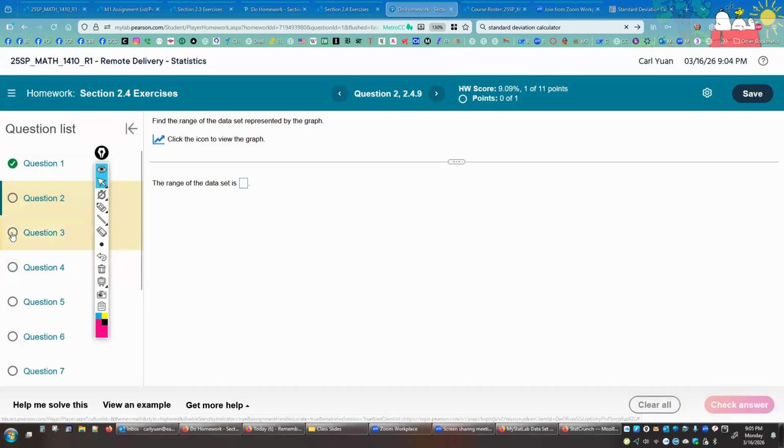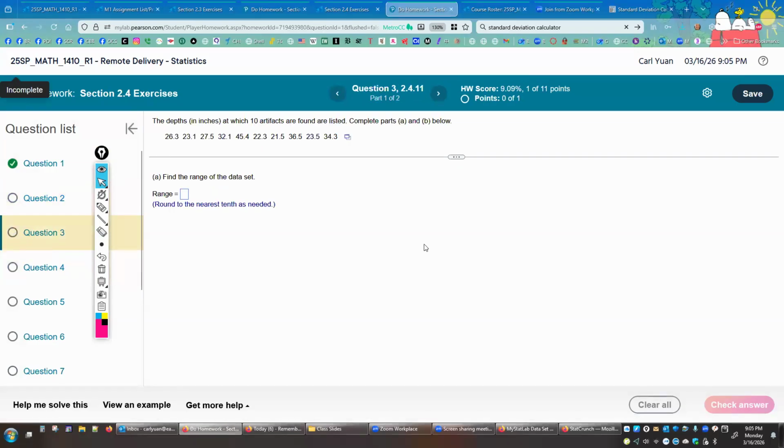Okay, so let's do 1, 3, and 5. So let's do 3. The depths at which 10 artifacts are found are listed. Complete parts A and B below. All right, so let's take a look.